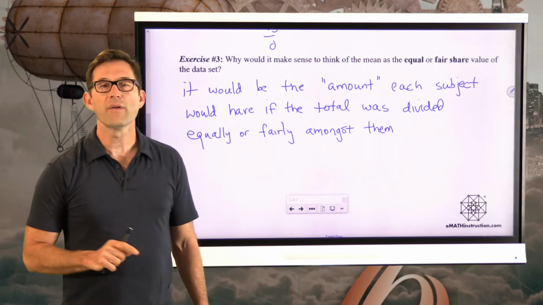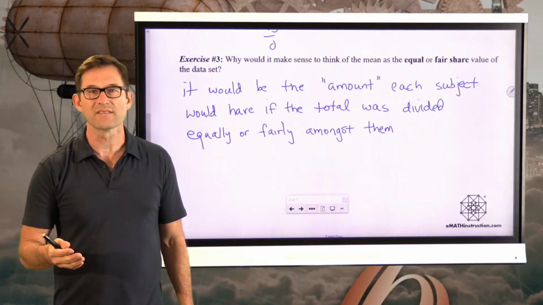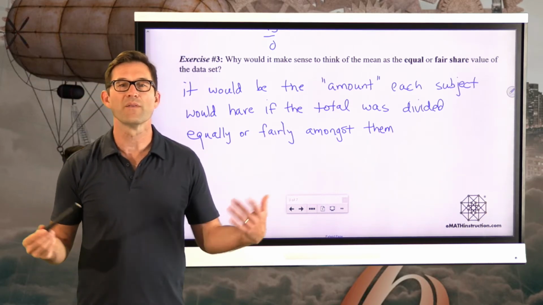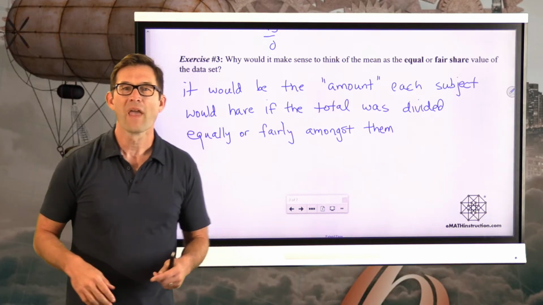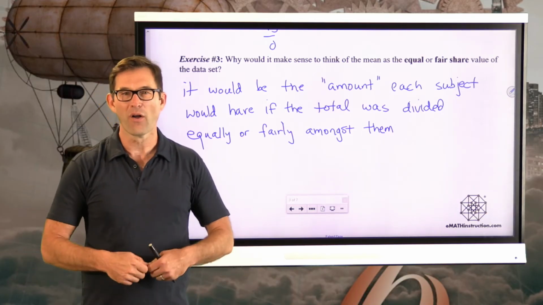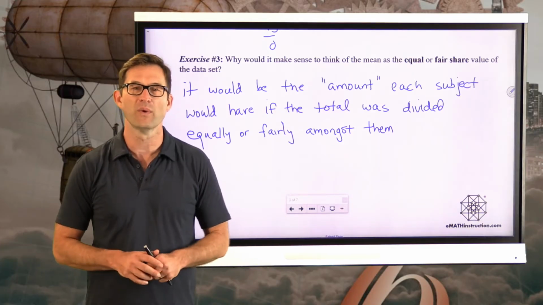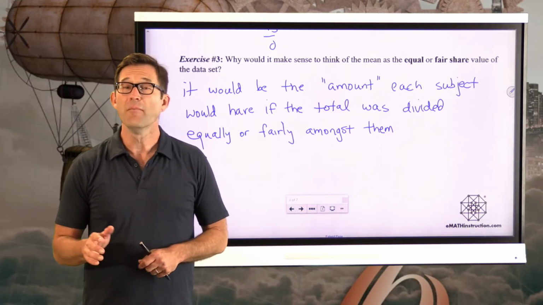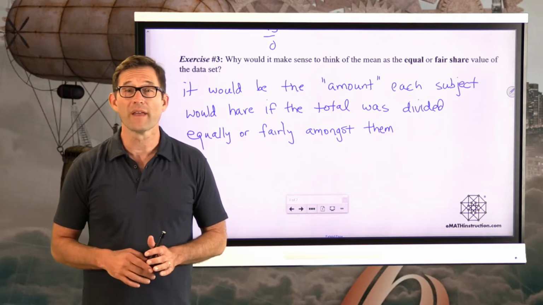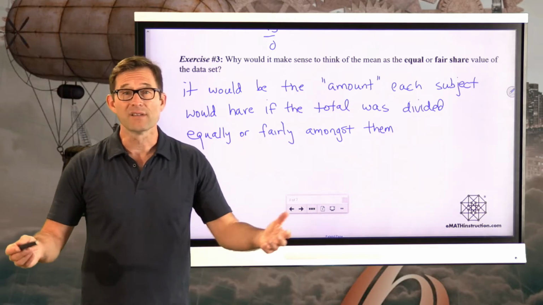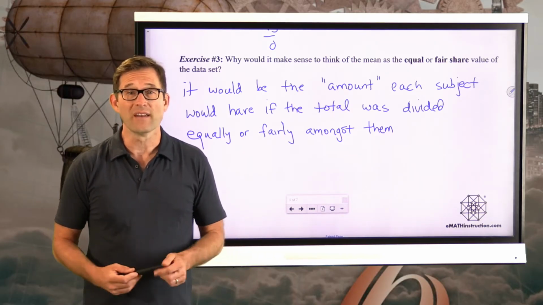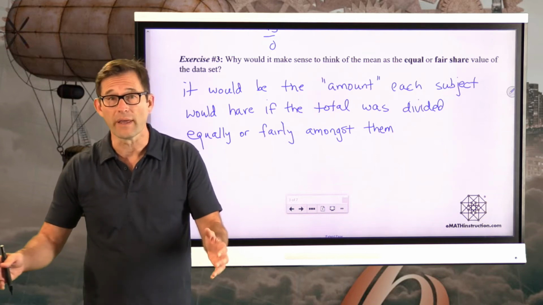Right? Now, in the case of those tickets that we looked at in exercise 2, that makes all the sense in the world because you can literally add all the tickets together. All three friends could throw them into a pile and then they could divide them up equally between them, right? It makes less sense if you were, let's say, measuring the heights of all the people in a class. You can't divide out the heights equally, right?